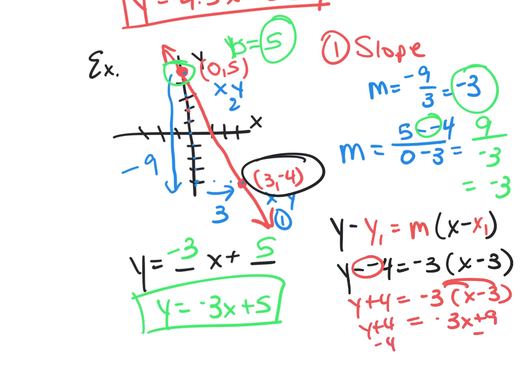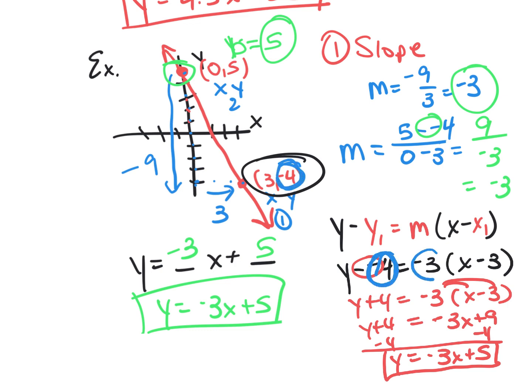I want to subtract 4, right? And so we get y equals negative 3x plus 5. So we're going to get the same answer. Notice what I did. This negative 4 came from this negative 4 here. This slope came from my slope. This 3 came from this 3. You have to use the same ordered pair. All right, so let me know if you have any questions.